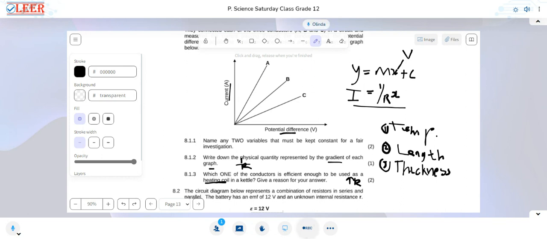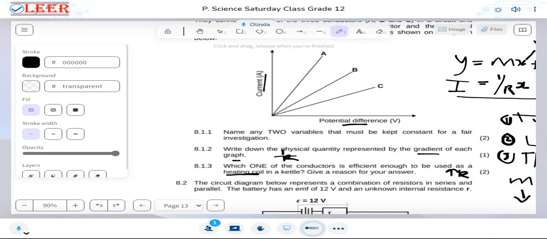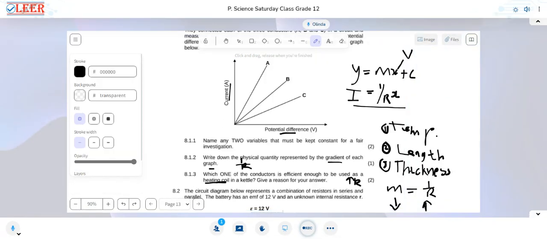A conductor with a high resistance will have a low gradient, because we know that the gradient is equal to 1 over R. So the lower the gradient, the higher the resistance, because the gradient is inversely proportional to the resistance. So we're looking for a resistor with a low gradient, and which one will that be, A, B, or C? The answer will be conductor C. It has the lowest gradient. So the answer here is C.